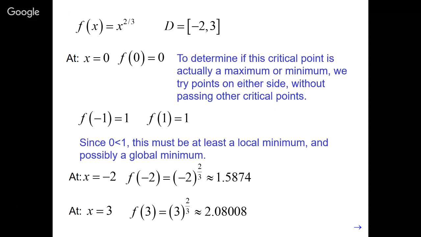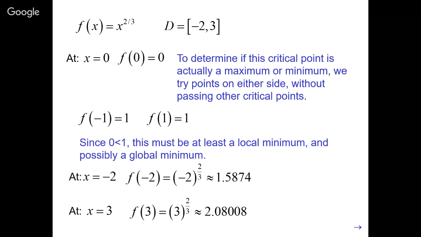2.08008. Now, at x equals 0, that still looks like it's the lowest point, so that's going to be the absolute or global minimum. At x equals -2, since it's decreasing afterwards, that's going to be a relative or local maximum.